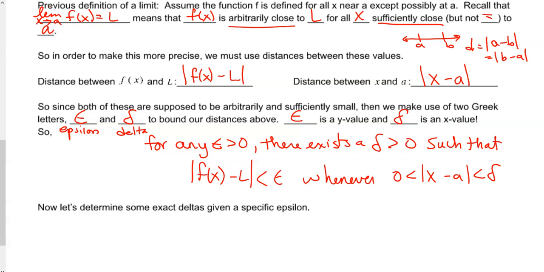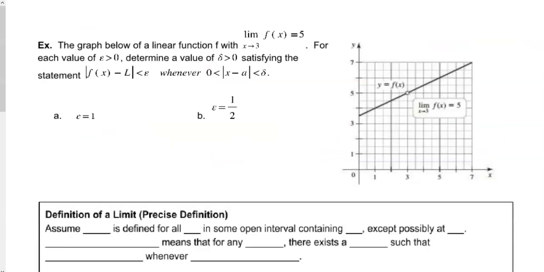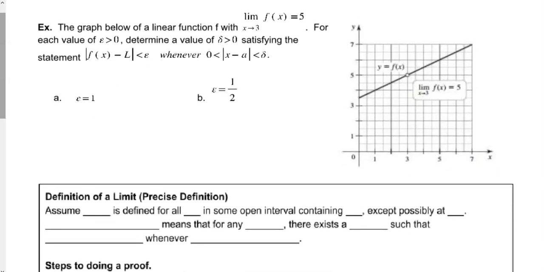Now, let's determine some exact deltas given a specific epsilon. If we move on to the next page, we have a graph here of f of x. We don't know exactly what the function is, we just have the graph of it. We could define what the function is. It is linear with a hole in it, so it would be an undefined rational function at x equaling 3. But we are looking at the limit around 3, which is defined. It is equal to 5.